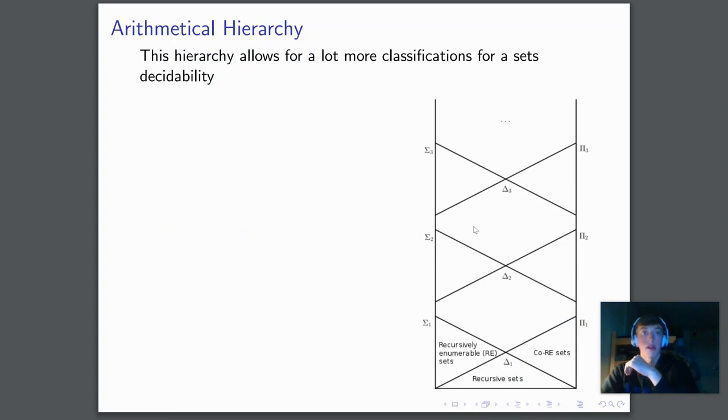So what the arithmetical hierarchy allows for is just a lot more classifications, and actually infinitely many more classifications, for sets to determine how decidable they actually are. On the right here, you see there is a sigma on the left side, a pi on the right side, and in between there's a delta. The sigmas go up on the left the whole way, pi is up on the right, and the intersection between the two is where you would see the delta.